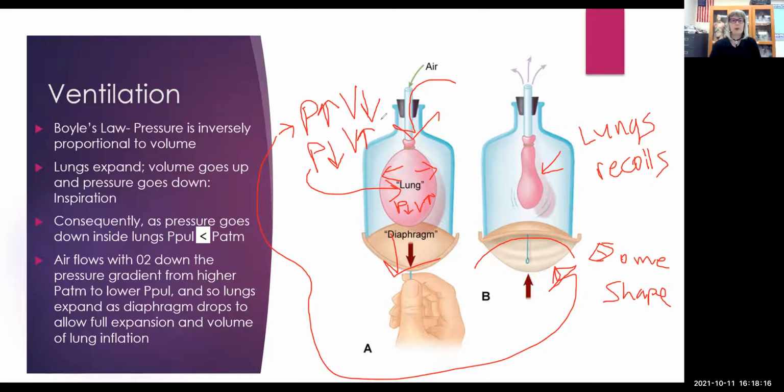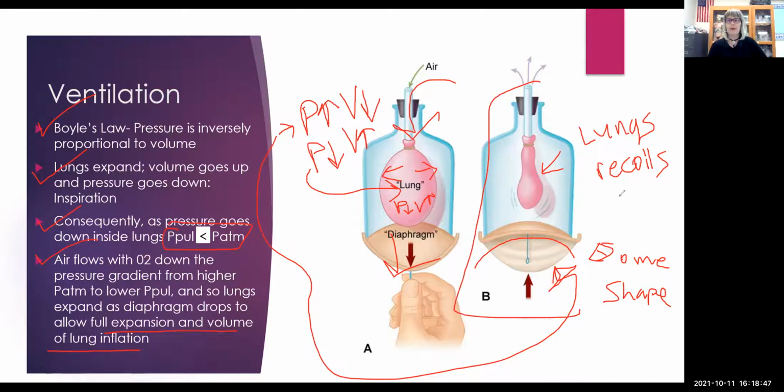So I hope this is super clear for everyone. Boyle's Law, pressure is inversely proportional to volume. Lungs expand, volume goes up, pressure goes down. Consequently, as pressure goes down inside the lungs, PATM is greater than P pul, so air flows in with oxygen going down the pressure gradient from higher PATM to lower P pul, and so the lungs expand as the diaphragm drops to allow full expansion and volume of lung inflation.